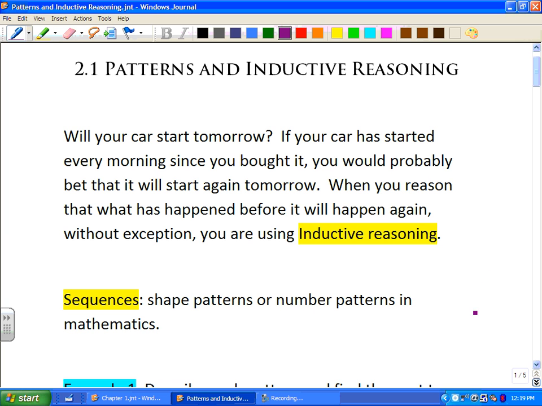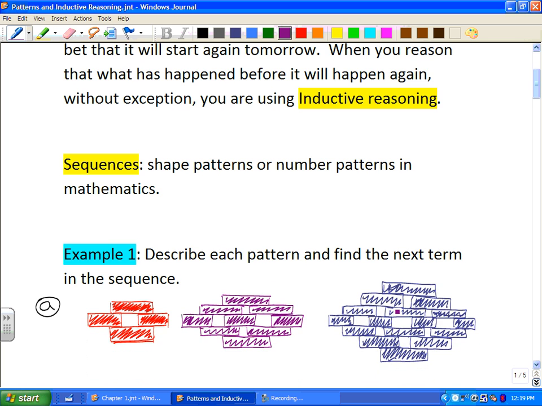Okay? A sequence is a shape pattern or number pattern in mathematics. Or you've heard sequencing of events in English class. Okay? In a story. In a life. Sequence of events. You've heard the word sequence before. This is nothing new. It's just more of a review for you.